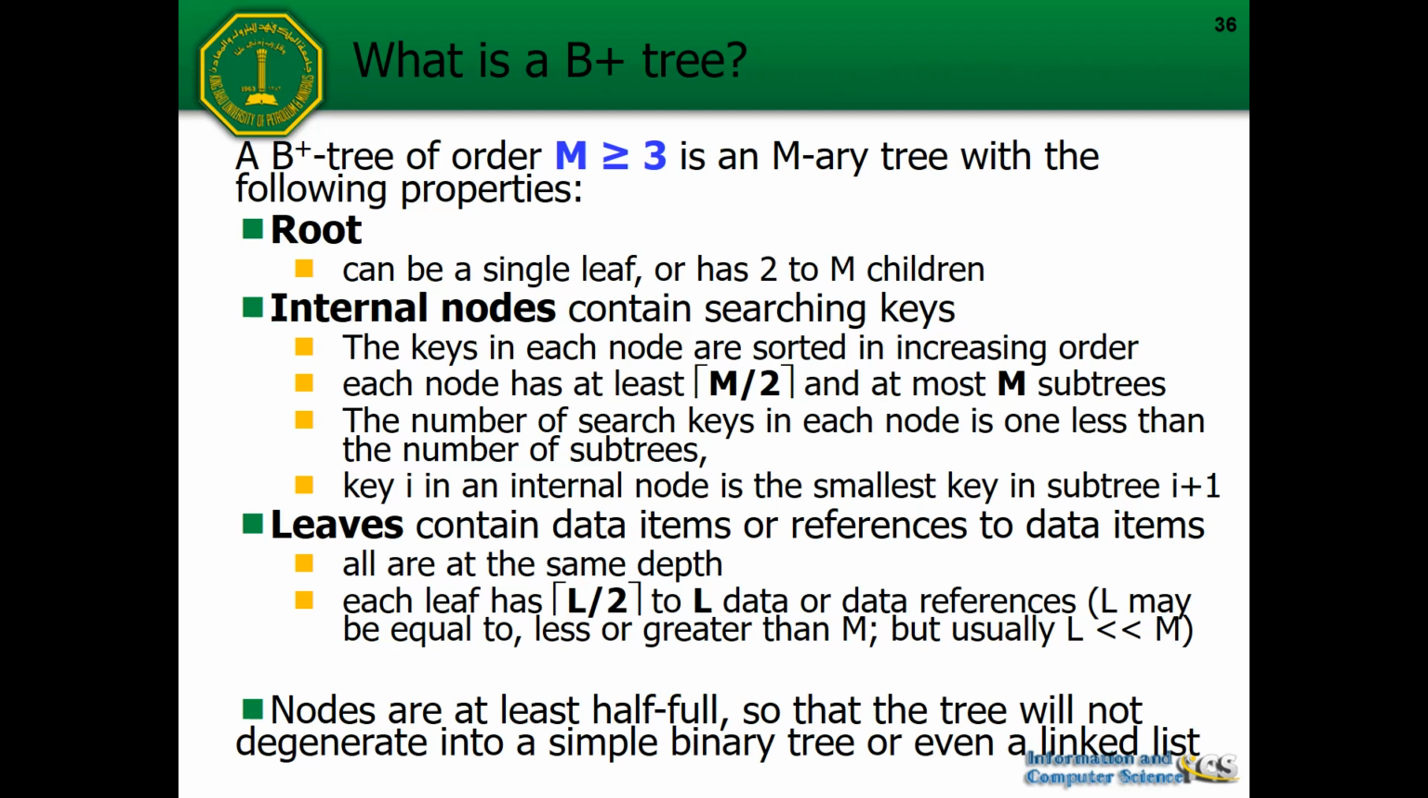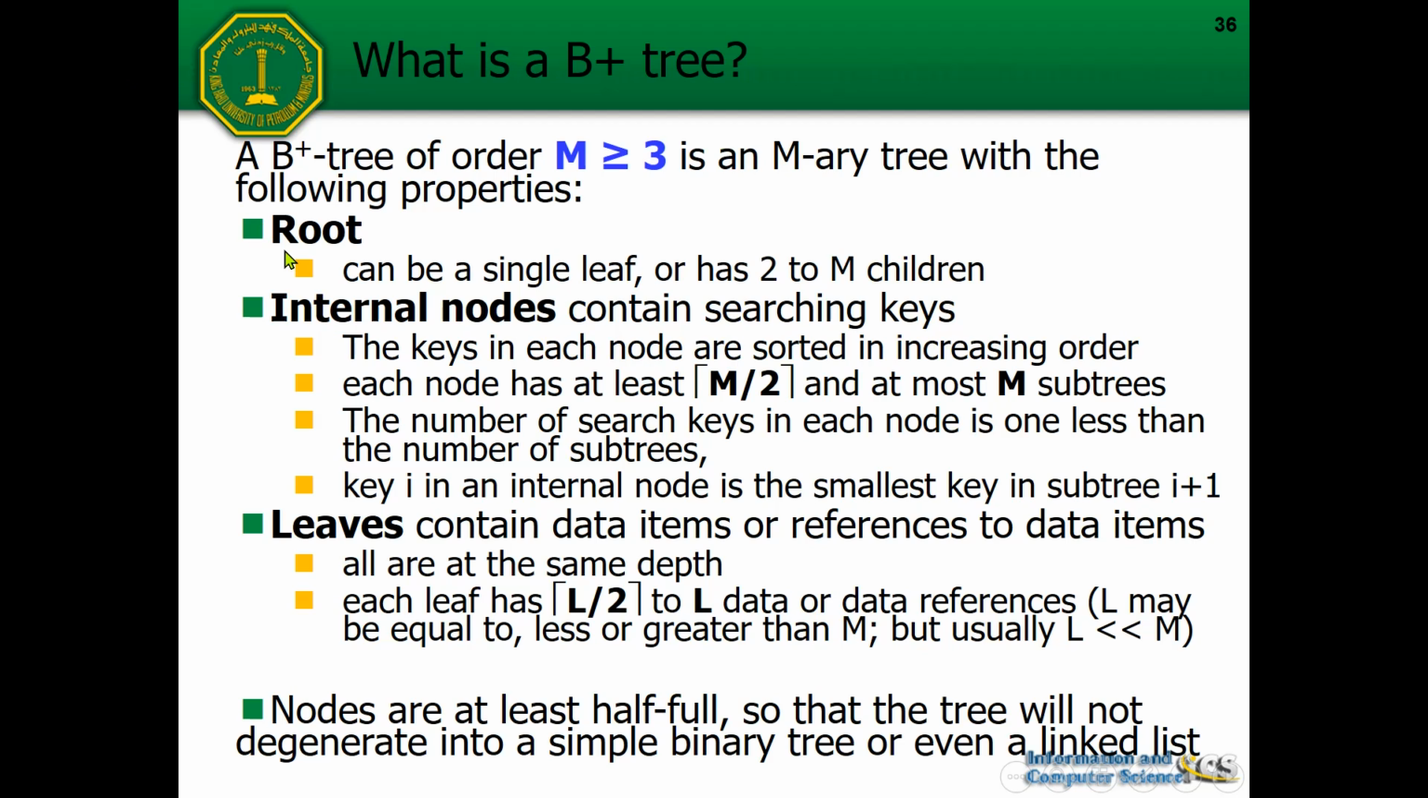There are three kinds of nodes in the B+ tree. The first one is root, the second one internal nodes, and the last one is leaf. The root and internal nodes in the B+ tree are actually similar to the B-tree. Only the leaf is different. The main difference between B and B+ trees is in the leaf. In the B+ tree, the data or reference to the data must be inserted into the leaf.